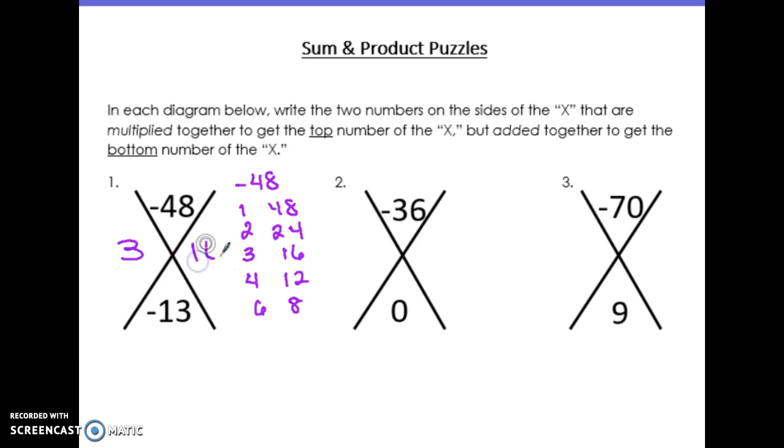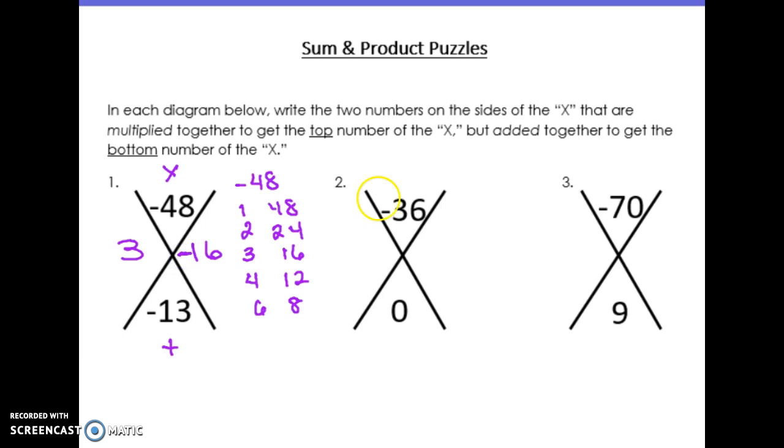So 3 and 16, now one of them has to be negative in order to get the negative 48, because we're multiplying up here, but we're adding down here. Well, in order for this to be a negative 13, the one that's negative is going to have to be the 16. So we'd get 3 and negative 16.